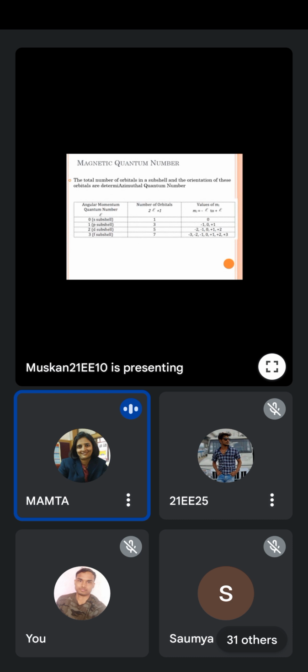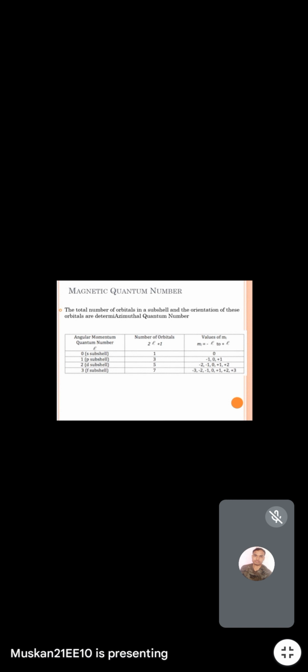For the p subshell, we are taking l equal to 1. For that, the number of orbitals will be 3, and the m l values will be -1, 0, +1. If you remember, for p we use px, py, pz, so this corresponds to -1, 0, +1. Now if we look at d, d has 5 orbitals.